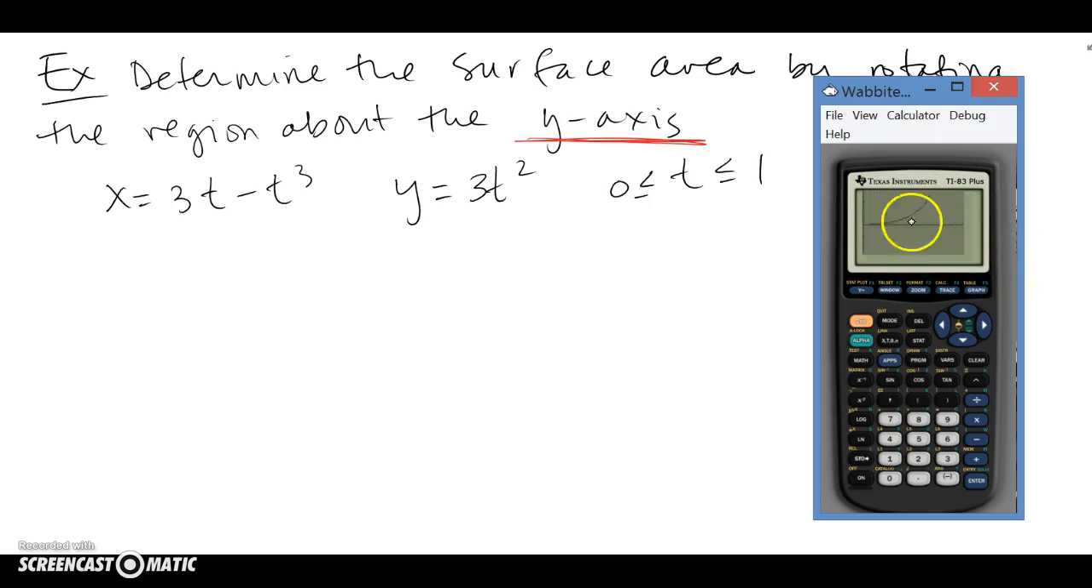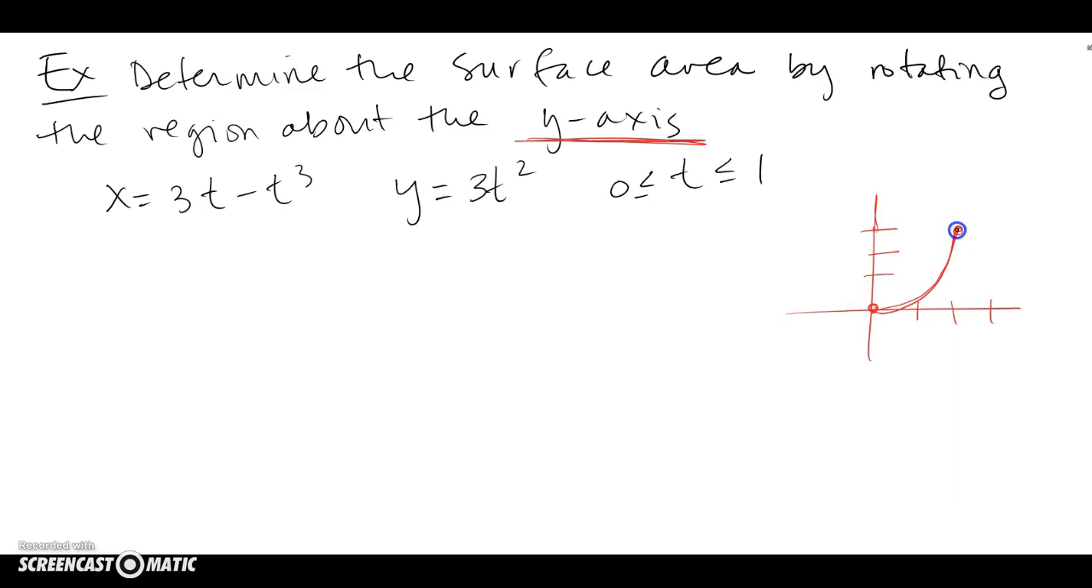So there's the region we're interested in, and we're going to rotate this about the y-axis. So flip this around and rotate it about the y-axis. It's going to look like a bowl. We're going to be interested in what the surface area of that bowl is. So our curve rotated about the y-axis this time. So we're interested in the surface area of this bowl-looking region.